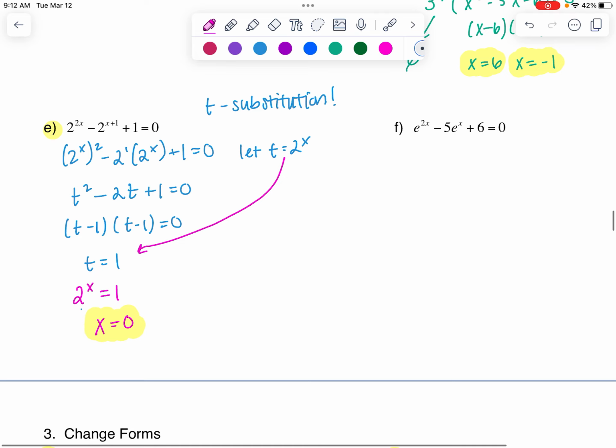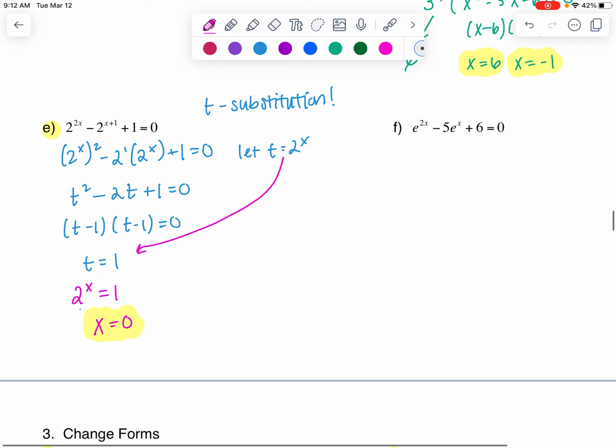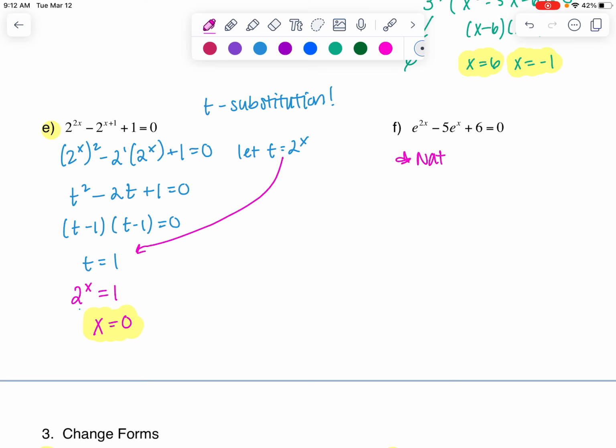All right, part F is the exact same process. Go ahead and try it on your own and check with my answer key on Schoology. But be careful, this one does use the natural log, which is just ln, okay?